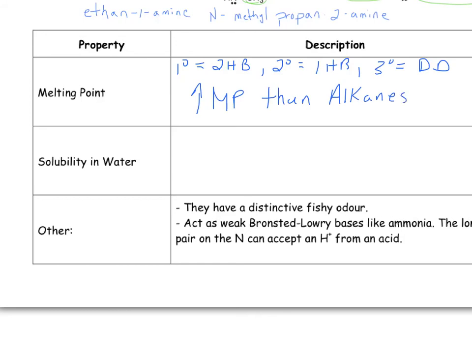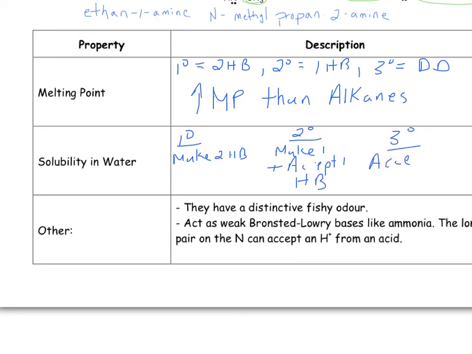In terms of solubility, you also see a range depending on what classification you have. If you have a primary, it means you can make 2 hydrogen bonds. If it's secondary, you can make 1 and accept 1. If it's a tertiary amine, then you can only accept 1 hydrogen bond. All 3 intermolecular forces increase the solubility compared to an alkane.